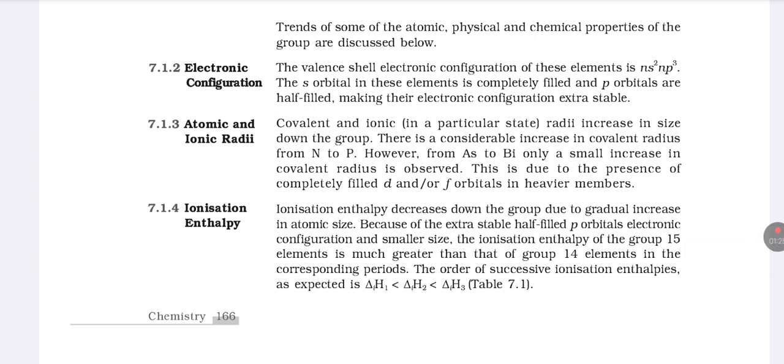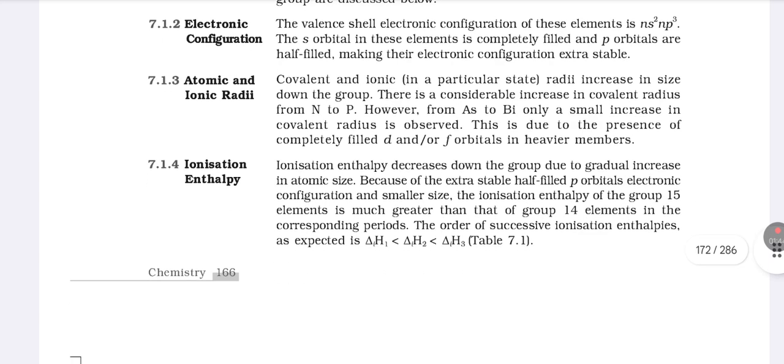Electronic configuration. The valence shell electronic configuration of these elements is ns2 np3. The s orbital in these elements is completely filled and the p orbitals are half filled, making their electronic configuration extra stable. Atomic and ionic radii. Covalent and ionic radii increase in size down the group.